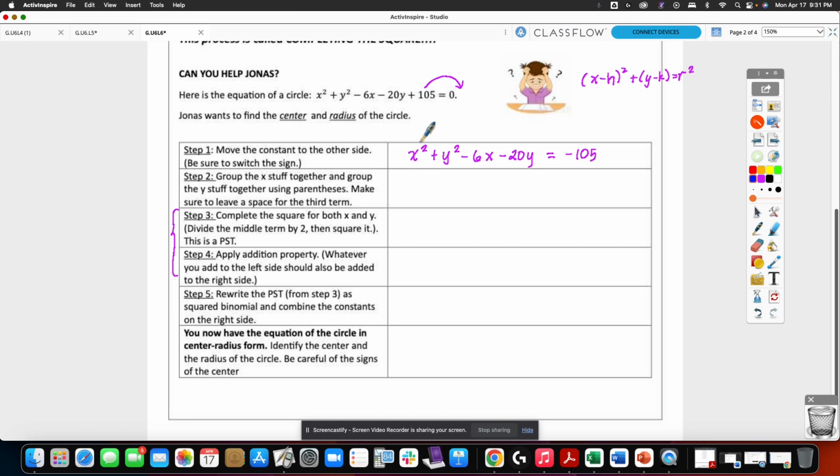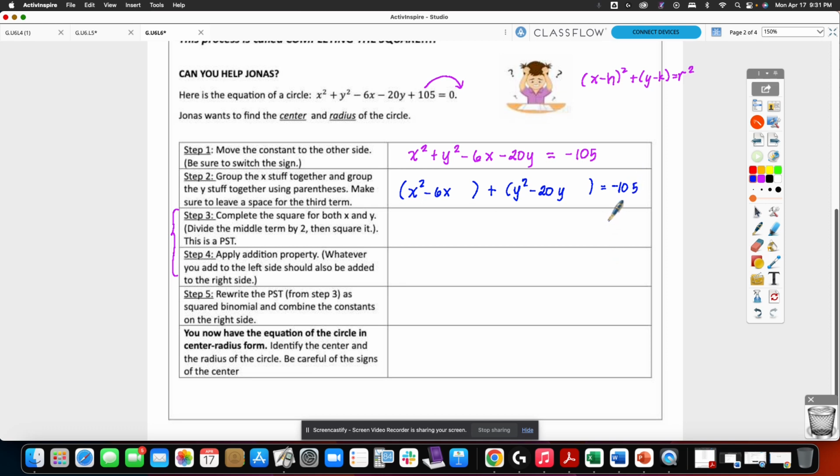So the x stuff together are the x squared and the minus 6x. So let's group them together. X squared minus 6x. Okay? And then we'll group the y together. So you have y squared minus 20y. Okay, is equal to negative 105.